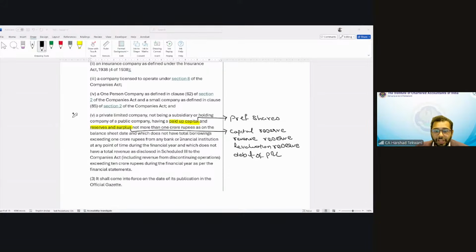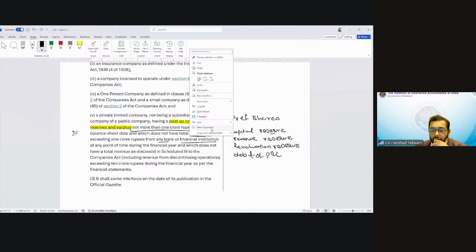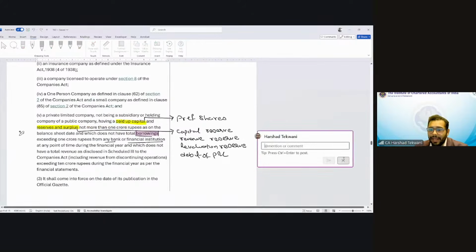Then second, the balance sheet does not have total borrowing exceeding a limit from any bank or financial institution. Any bank or financial institution borrowings. Now, how do you classify borrowing? What is borrowing? What is borrowing here? Long-term borrowings. Okay, long-term borrowings, like term loans, debentures. Apart from that, is there any other thing to be included in the borrowings?